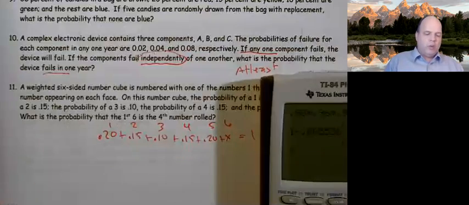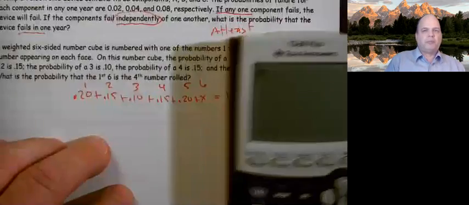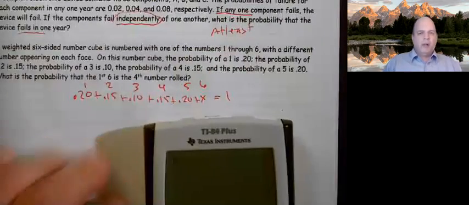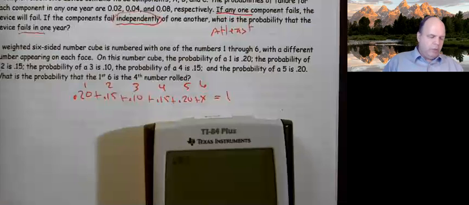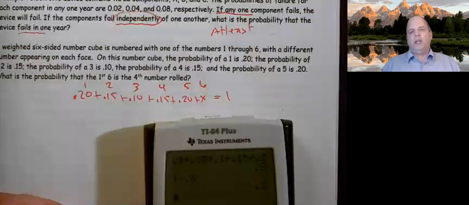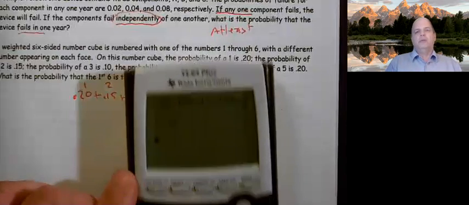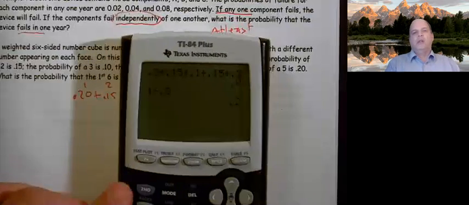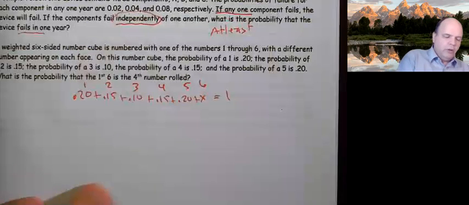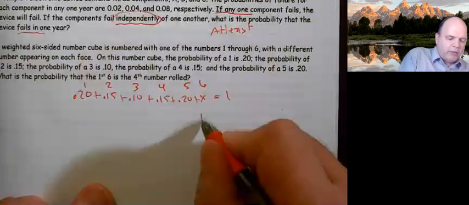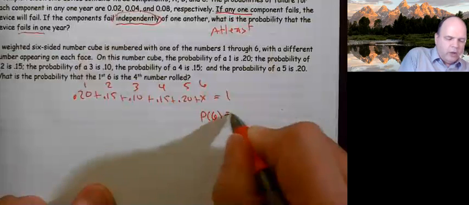So let's do that real quickly. 0.2 plus 0.15 plus 0.1 plus 0.15 plus 0.2 is 0.8. So 1 minus 0.8 gives me an answer of 0.2. All right, so the probability of a 6 equals 0.2.